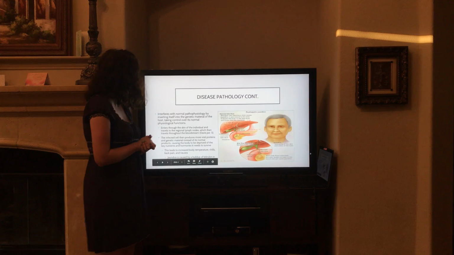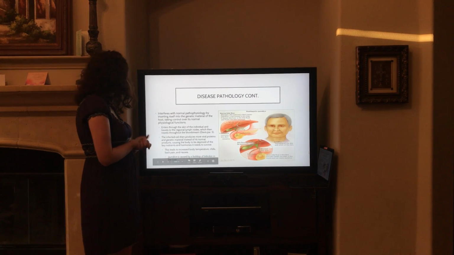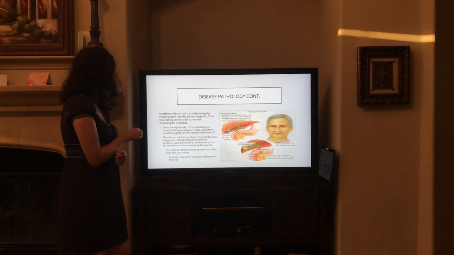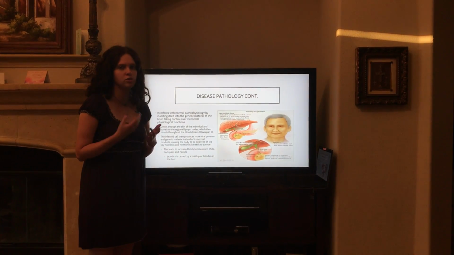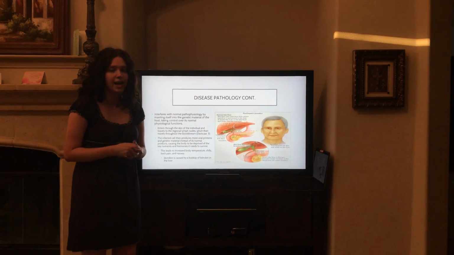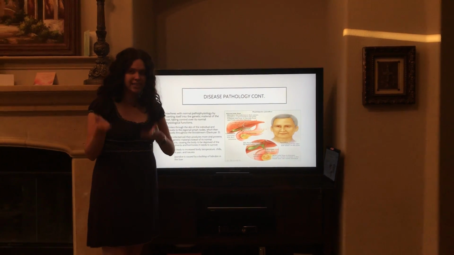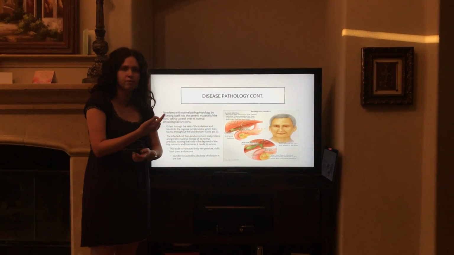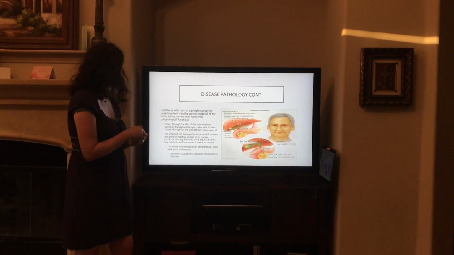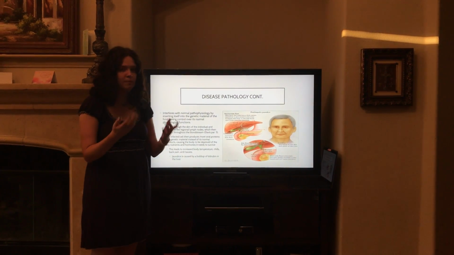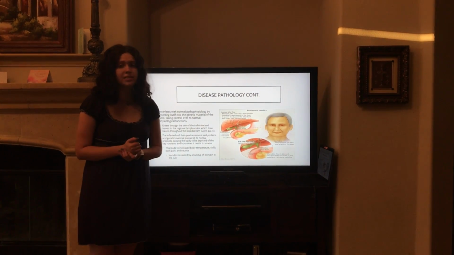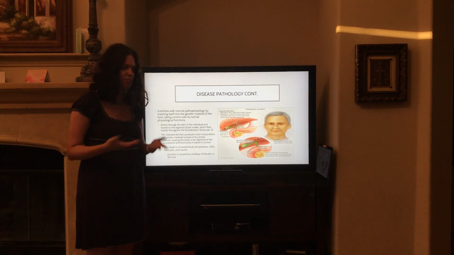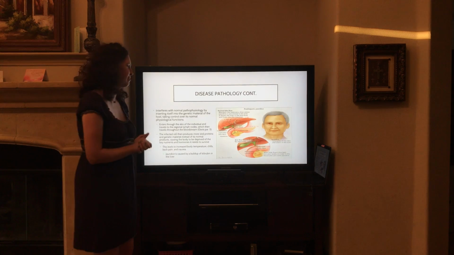Disease pathology continued. It will interfere with normal pathophysiology by inserting itself into the genetic material of the host, taking control over its normal physiological functions. And how it's spread by the mosquito: it'll enter through the skin, and then it'll travel to the regional lymph nodes, which will then travel throughout the bloodstream. And in most cases, the first place that it will attack is the liver, which is why jaundice happens, because it's the buildup of bile. I talk about that later in the presentation.